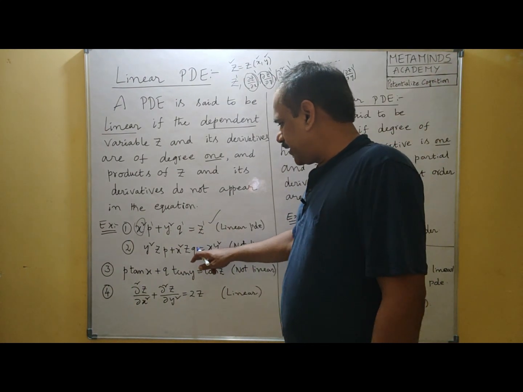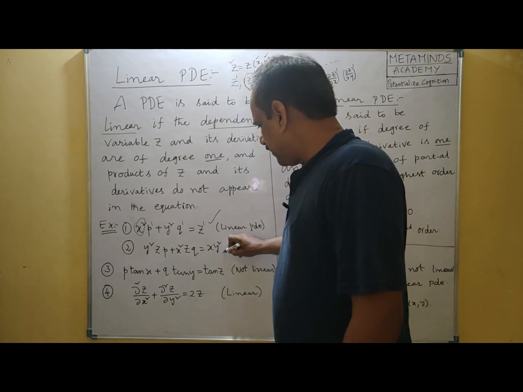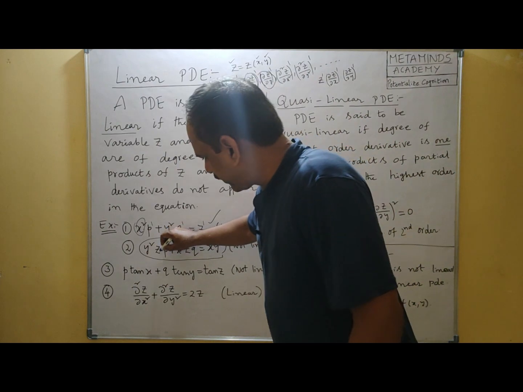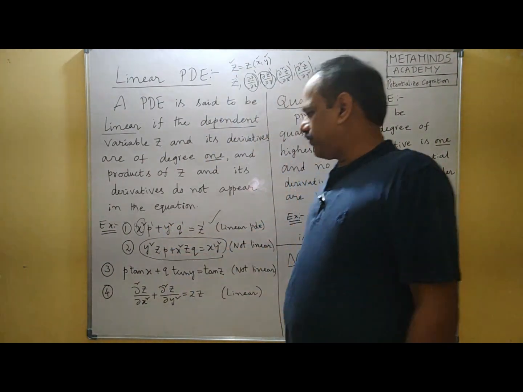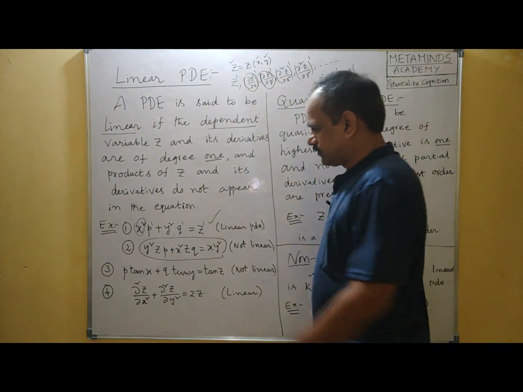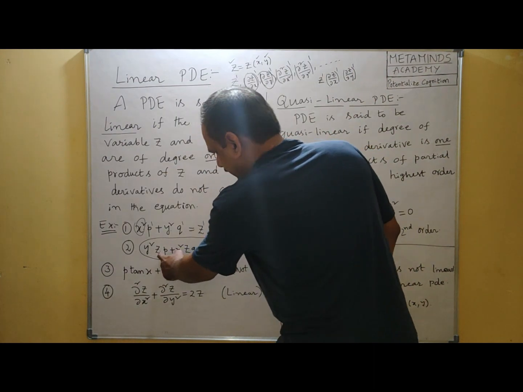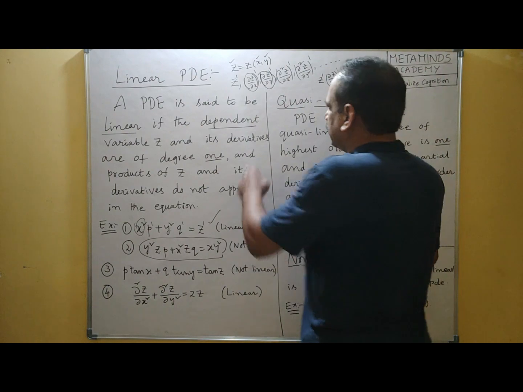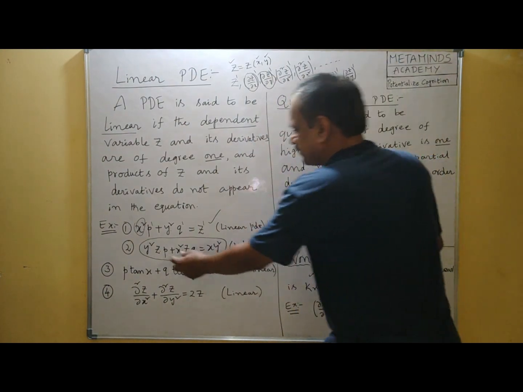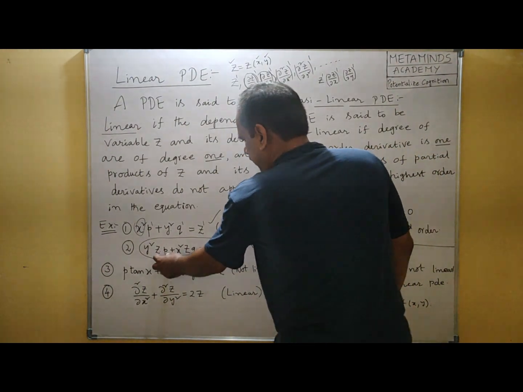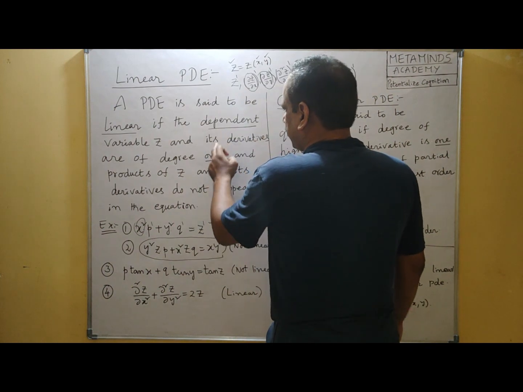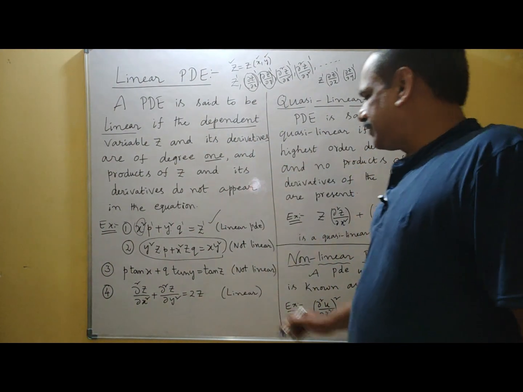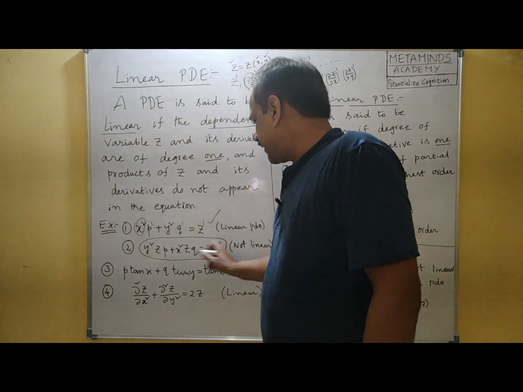But coming to here, this is not a linear partial differential equation because you have the product of z and p. What is p? Dou z by dou x. So the product of z and p, z is a dependent variable and p is its derivative dou z by dou x. So it's like z into dou z by dou x. Right? So you have a product of the dependent variable and its derivative. So this is not a linear equation.